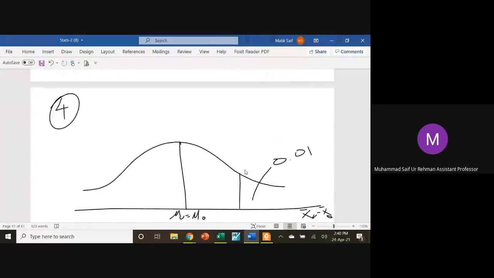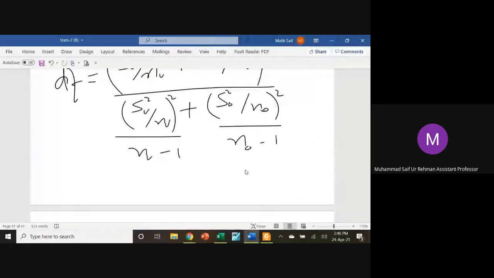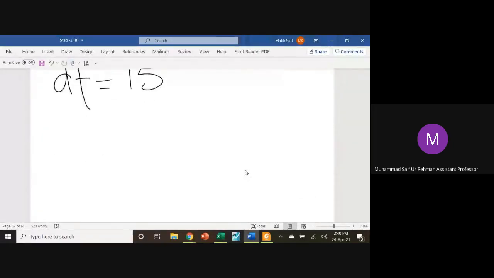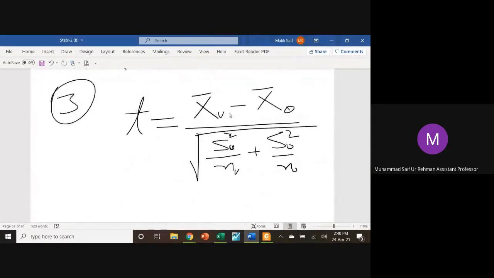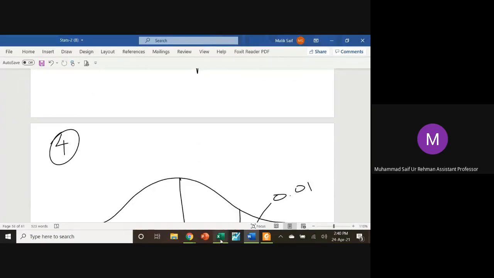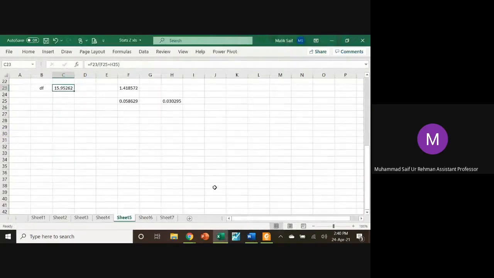So this will be the fourth step, and basically you are interested in finding the test statistic, that is t calculated, using this formula. For this formula you may again take help of Excel because we are not there in campus, so we are doing things manually but using Excel. So let us see what happens.